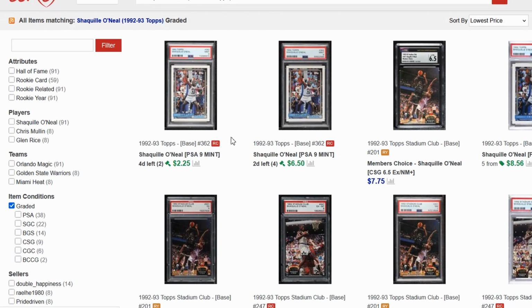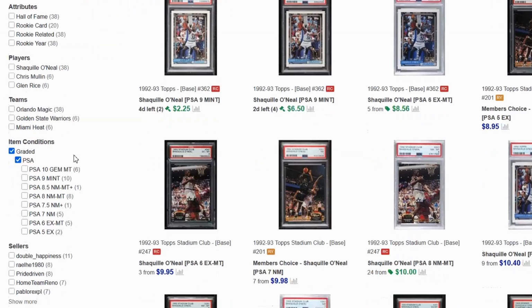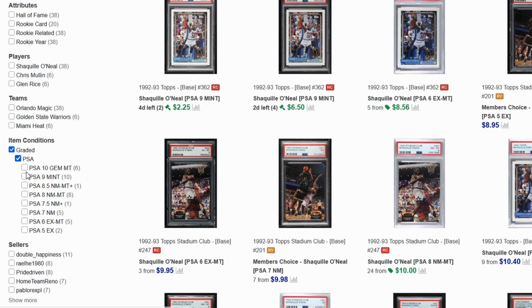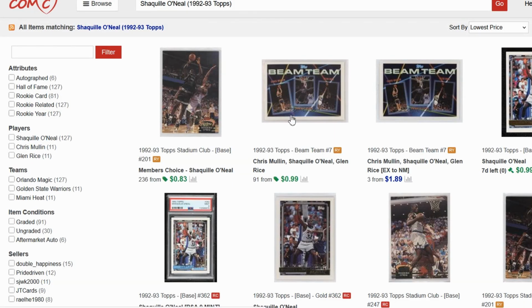There we go. All right, so it's going to sort out. We can pick if we want just PSA slabs, then we can pick the grade. If we're like, I only want to see the PSA 10s, that's going to bring you all the 1992 Topps Shaquille O'Neal PSA 10s. Okay, so that's pretty easy to find what you want. So I'm not going to spend a lot of time in here. I think anybody that knows how to Google search and use filters knows how to use something like this. It's pretty straightforward, so there's no sense in me killing 5-10 minutes on it.